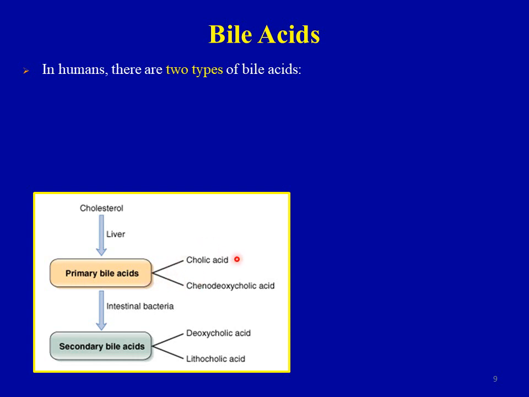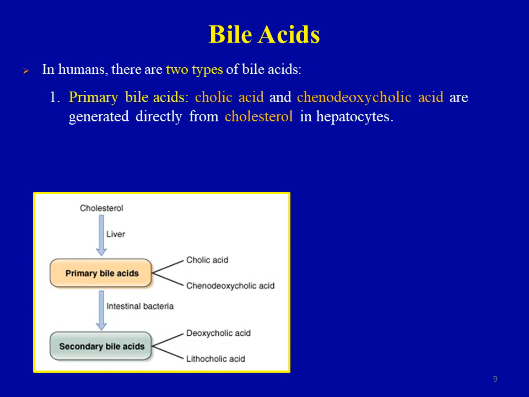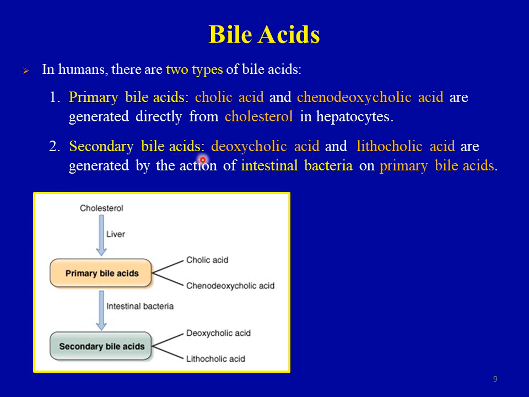First, let's know the two main types of unconjugated primary bile acids. These are cholic acid and chenodeoxycholic acid. The secondary bile acids, the unconjugated forms, we have two main forms, deoxycholic acid and lithocholic acid. Primary bile acids, cholic acid and chenodeoxycholic acid, are generated directly from cholesterol in hepatocytes, the liver cells. The secondary bile acids, deoxycholic acid and lithocholic acid, are generated by the action of intestinal bacteria on primary bile acids in the intestinal lumen.